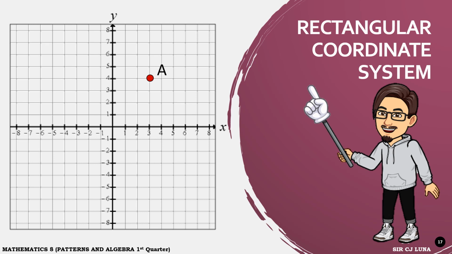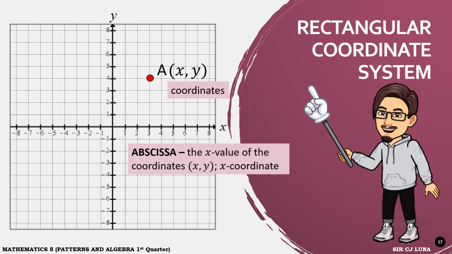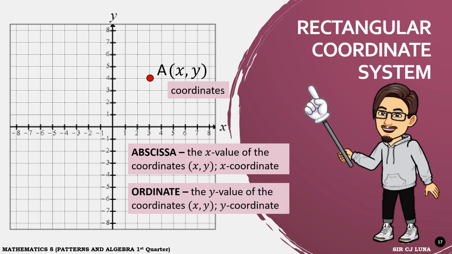Each point in the plane can be located using an ordered pair of numbers x and y, where x is the horizontal distance and y is the vertical distance of the point from the origin. The numbers in the ordered pair are called coordinates. The x value of the coordinates x and y of a point is also known as the abscissa, or the x-coordinate, while the y value is known as the ordinate or y-coordinate.